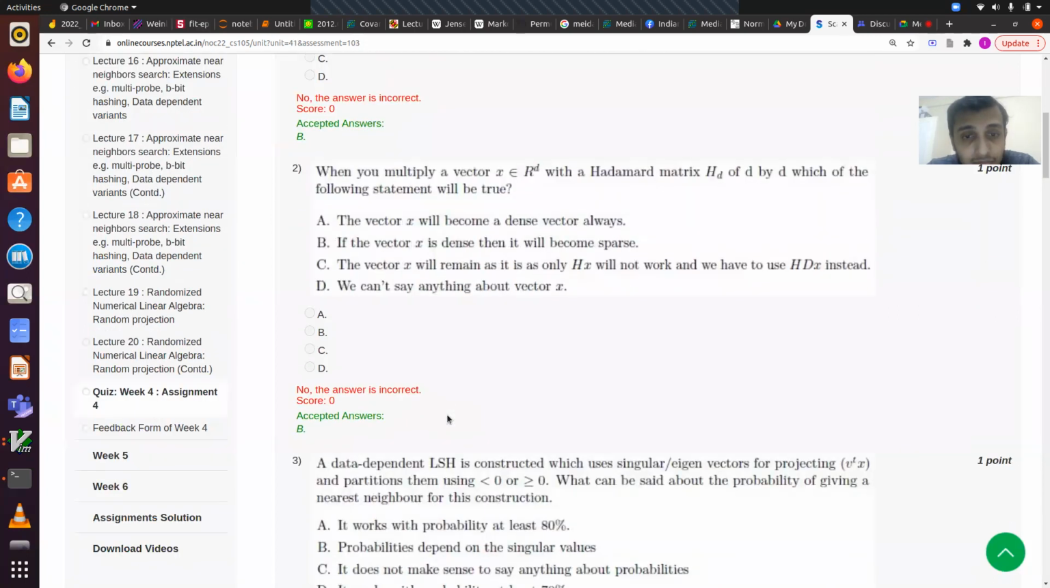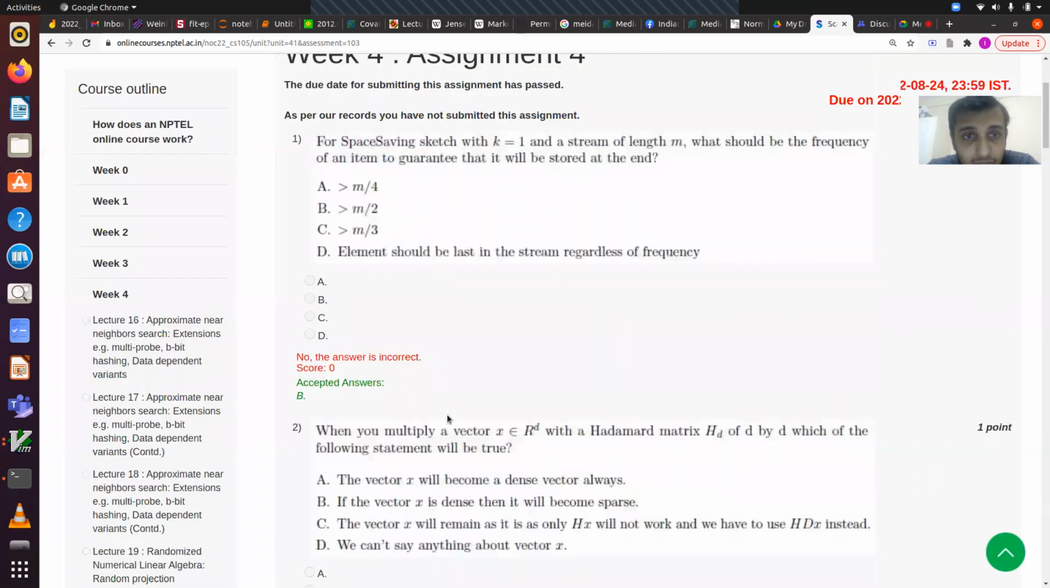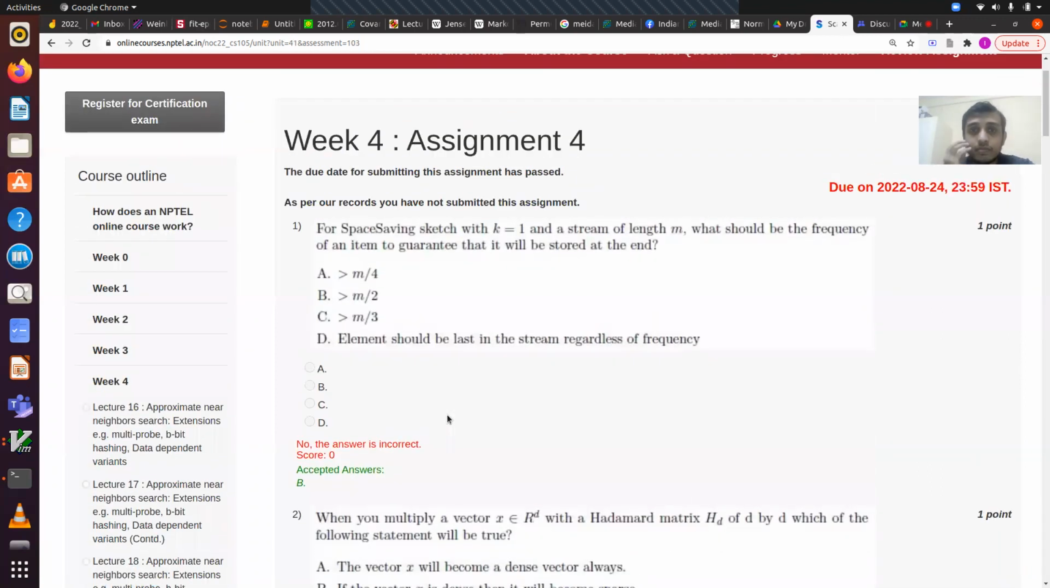Yes, tell me. So for question number 1, I didn't understand how this is greater than m by 2. Okay, so: space saving sketch with k equal to 1 and a stream of length m. What should be the frequency of an item to guarantee that it will be stored in the end? Yes. So what is the algorithm for space saving sketch?